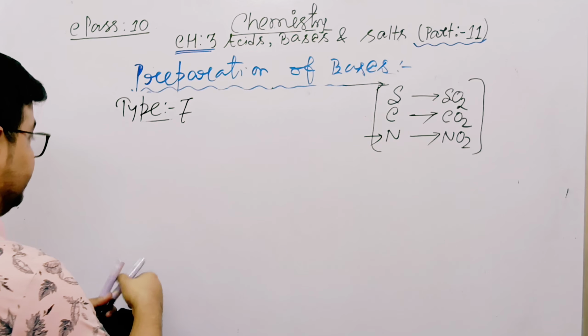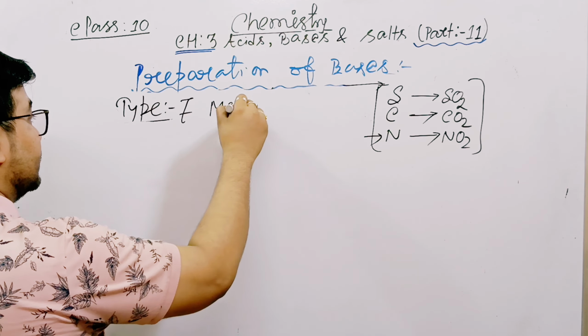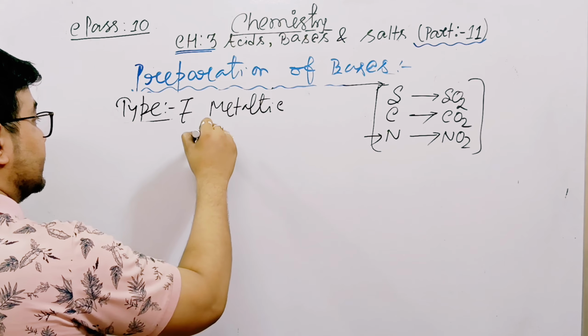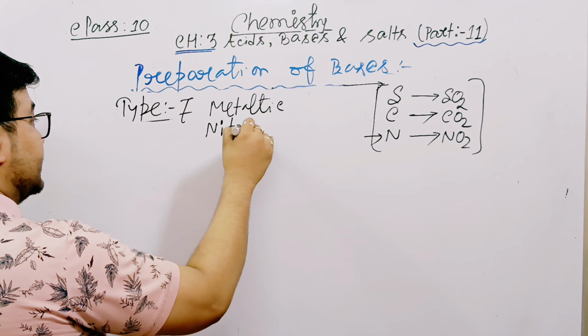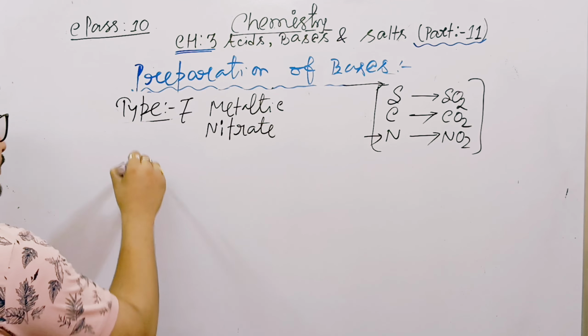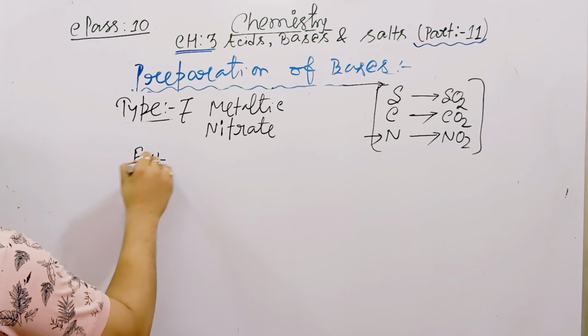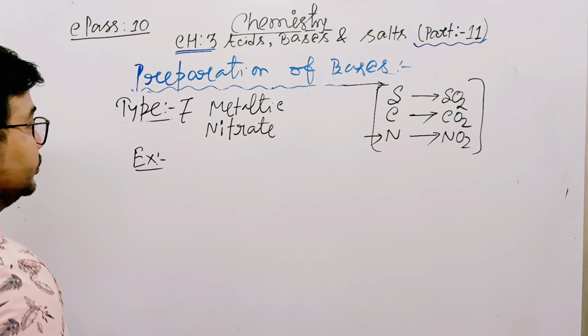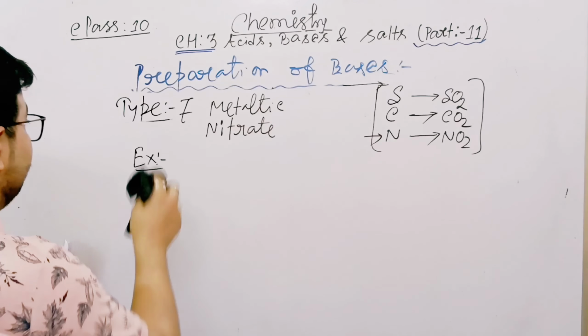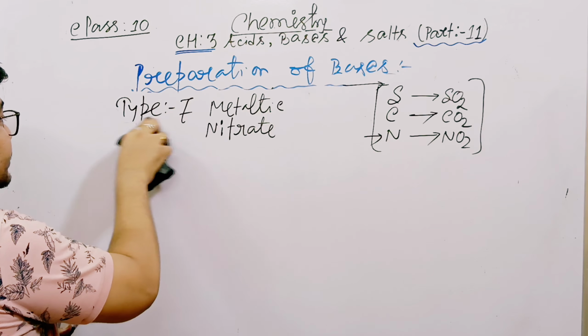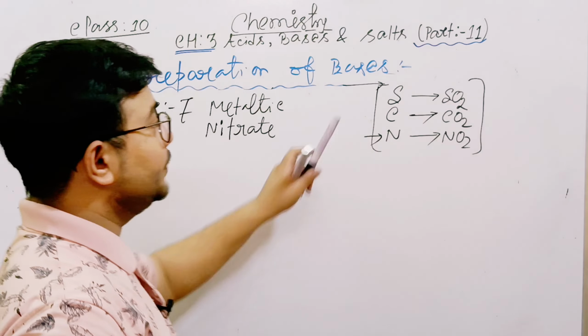So give the heading metallic nitrate. Okay, first take an example. Choose any metallic nitrate. Can you tell me what is the formula of sulfide?